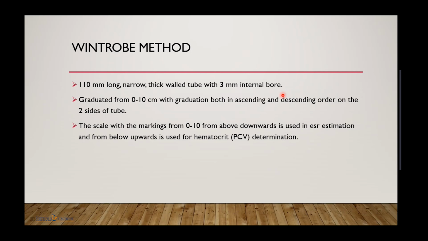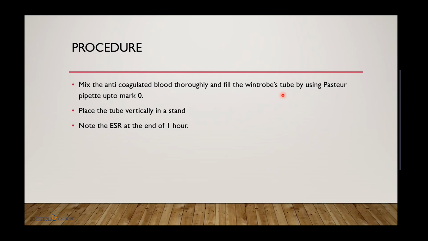WINTROBE is a 110 mm long, narrow, thick wall tube, which is blind-ended on one side with 3 mm internal bore diameter. It is graduated from 0 to 10 centimeter in both directions, from upward to downwards and from downwards to upward. The scale marking from above to downward is used for the ESR estimation, while from below to upwards, it is used for the hematocrit, that is packed cell volume determination.